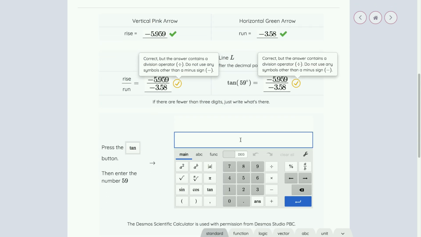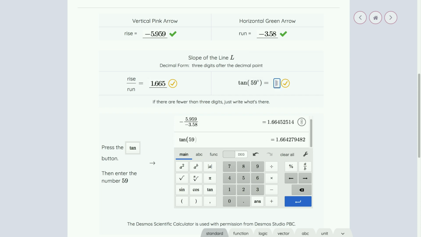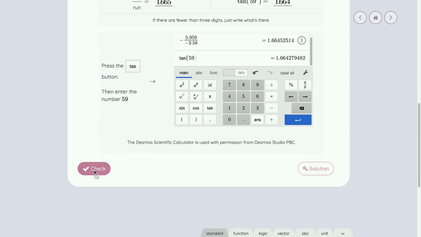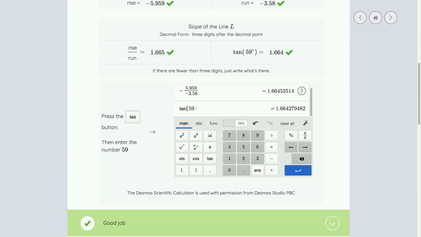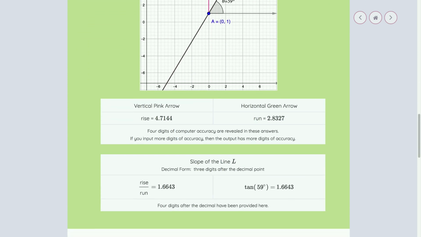I embedded the Desmos scientific calculator so the student can compute the fraction and access the tangent button. I programmed hints on how to use the calculator both in the instructions as well as in the feedback. The full solution is given in green. Additional observations can be provided in blue.